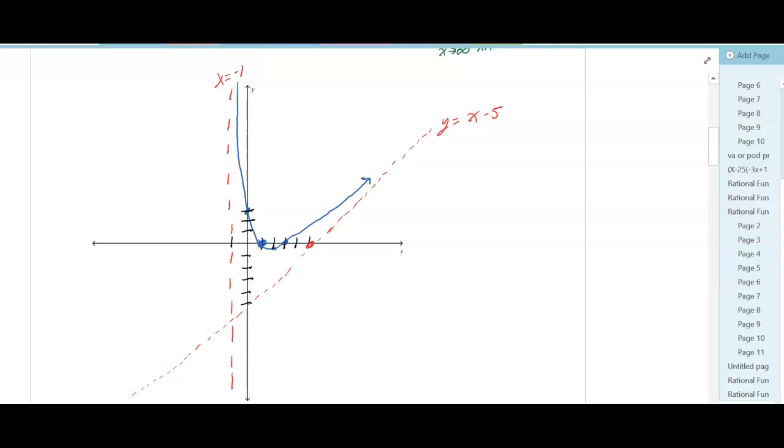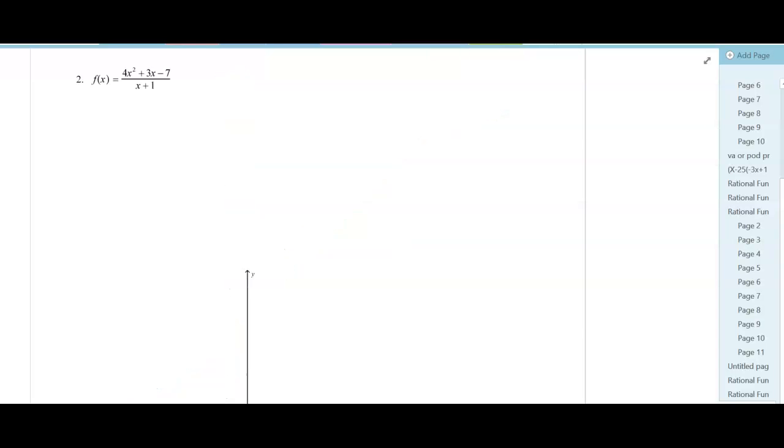The multiplicity in the denominator is 1. So on the right-hand side, we're at the top, so it has to start at the bottom. So the graph is trapped between these two asymptotes at the bottom. If you have questions, please make sure you ask your teacher.